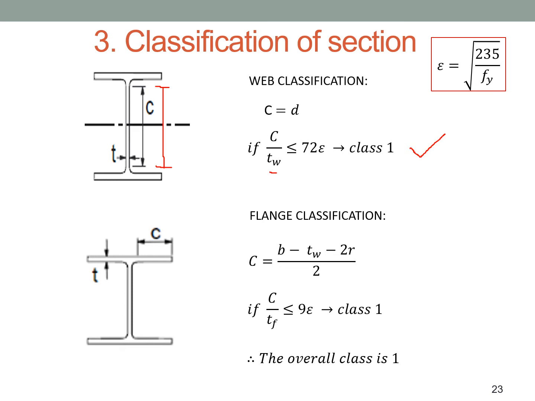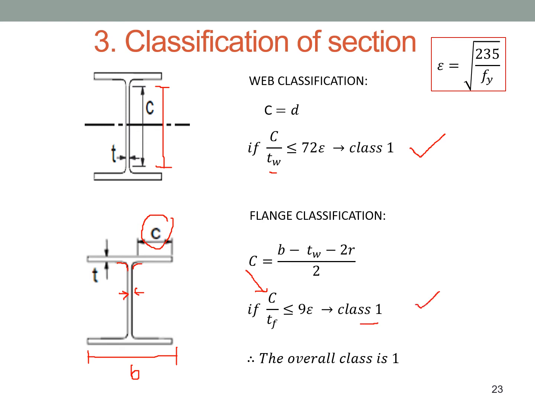And also you need to do flange classification. So you need to calculate what is the C value here. The C value is actually the B value minus TW here, minus 2R, the radius here, divided by 2. That is the C value for flange section, and then you divide it with the thickness of the flange. And if the ratio is less than 9 epsilon, then it is class 1.